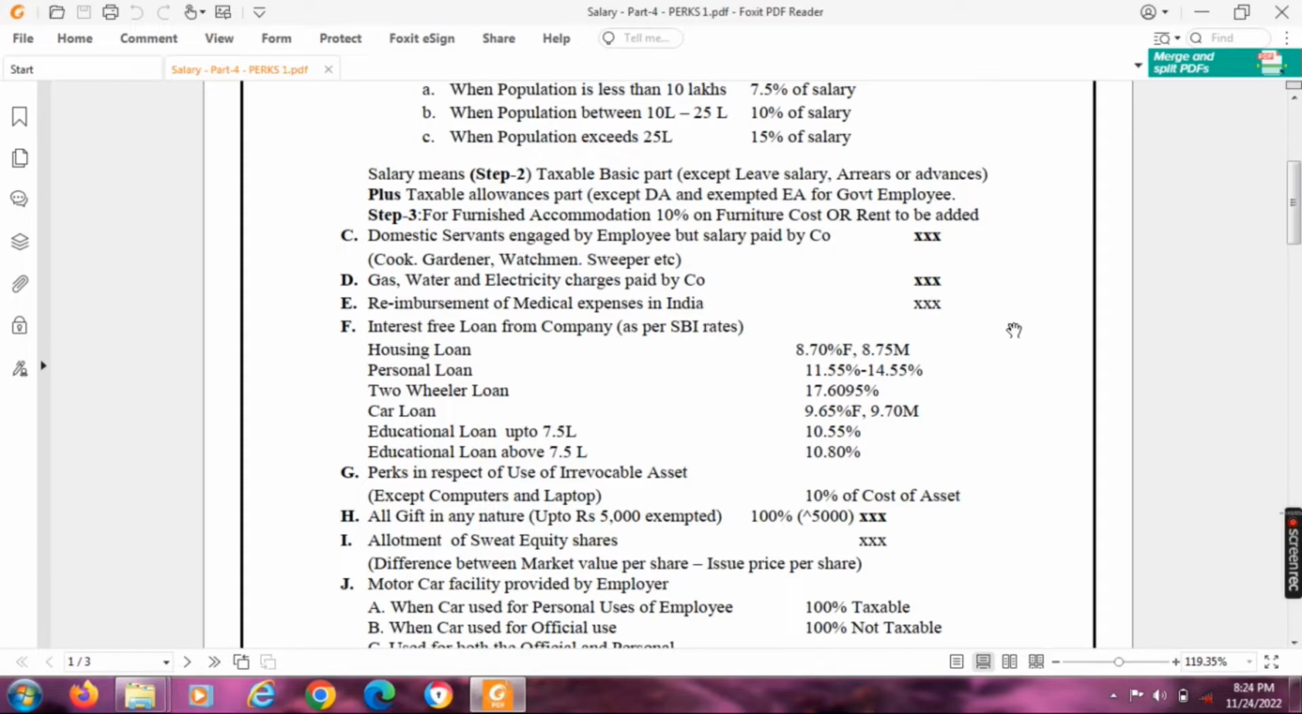Anyhow, housing loan or personal loan or two-wheeler loan or car loan or educational loan, whatever may be the loan, the rate of interest will be clearly given in the problem itself. Just we have to apply that rate and we have to calculate the interest amount, and that amount was taxable in the hands of employee.